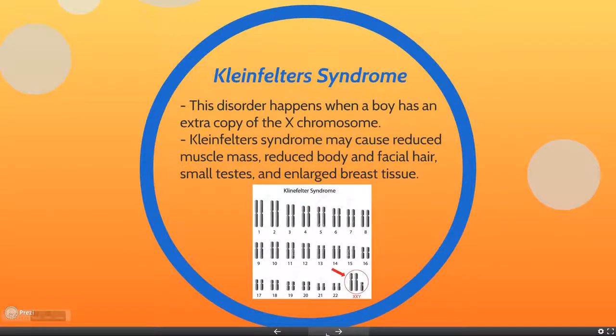Klinefelter's is a disorder that is caused by a boy having an extra copy of the X chromosome. Normally boys have one X and one Y chromosome, while girls normally have two X chromosomes. However, with this disorder, as you can see in the picture, the boys will have two X chromosomes and one Y chromosome. This disorder may cause the boys to have less facial and body hair, enlarged breast tissue, and a lower muscle mass.